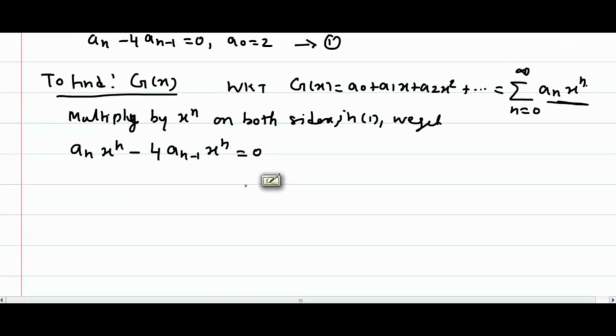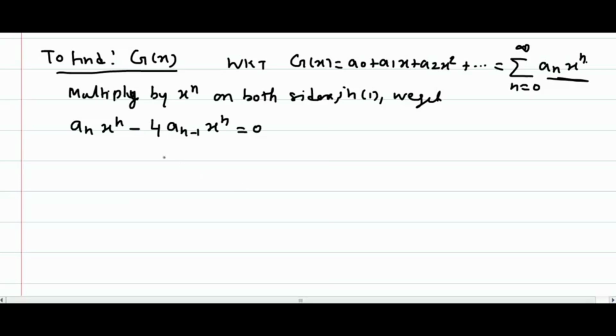Okay, so once we multiply x^n on both sides, next we need to arrange that term. Here n is there, x^n is there, and here n minus 1 is there. So we arrange x^n in terms of n minus 1. How to arrange the term a_{n-1} x^n? x^n can be written as x^{n-1} into x^1. This is the same, we can add the powers.